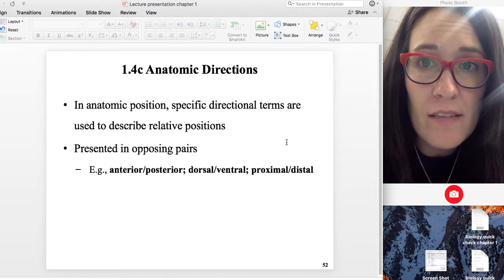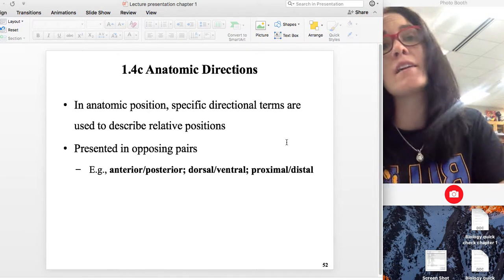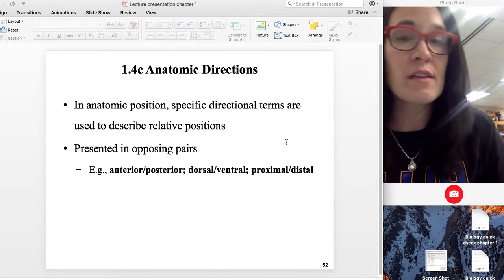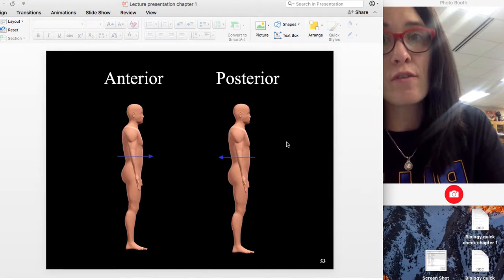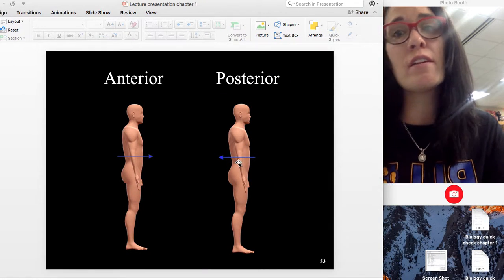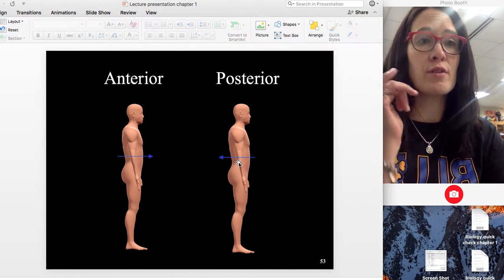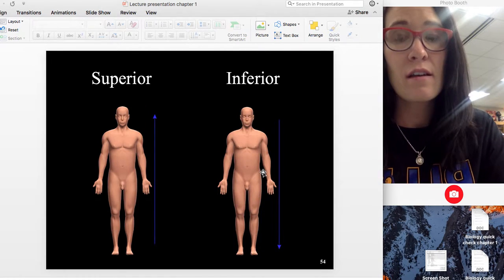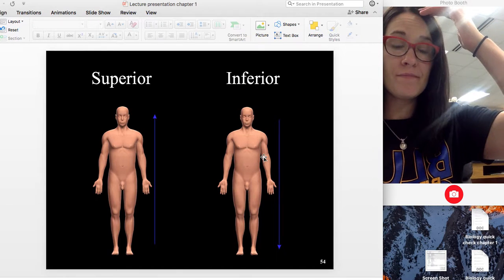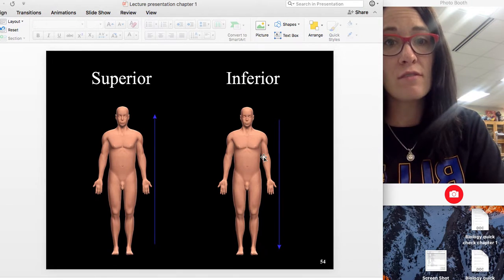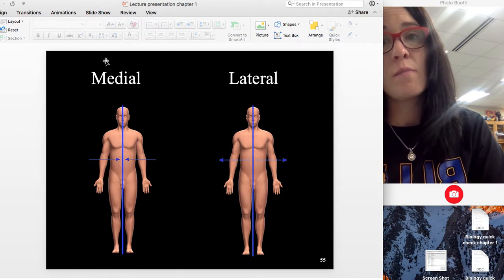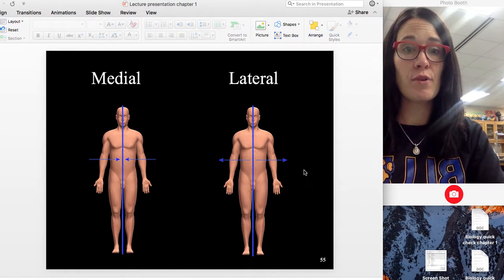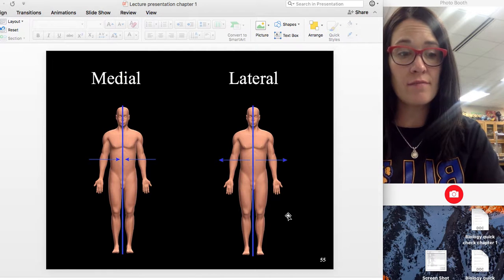Okay, section 1.4c talks about anatomic directions. And these are in opposing pairs, and so we'll go over those. Anterior is towards the front of the body, posterior is towards the back. Superior is toward the top, inferior is towards the feet. Medial is towards the midline, and lateral is towards the outside, as you can see the arrows there.